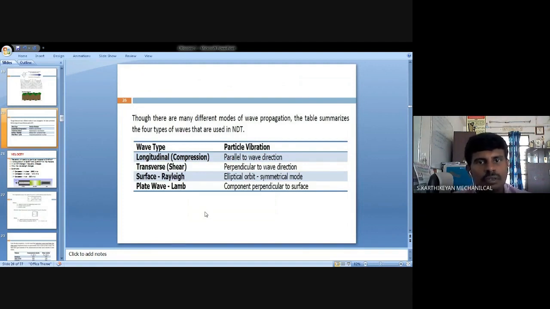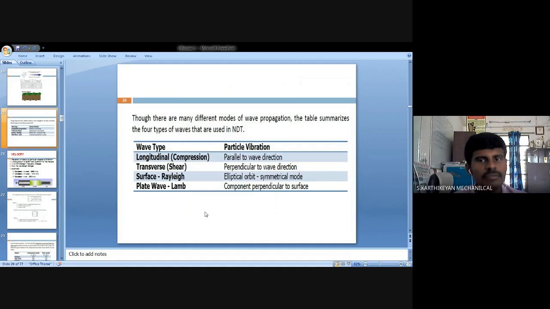It's a simple form. There are many different modes of wave propagation. In this table, we have distributed the wave type versus the particle vibration. Longitudinal waves, also known as compressions, have particle vibration parallel to the wave direction, whereas in transverse waves it is perpendicular to the wave direction.